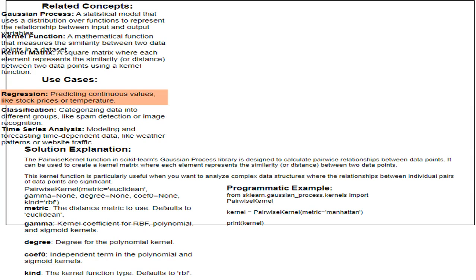Regression. Predicting continuous values, like stock prices or temperature. Gaussian processes can be used to model the relationship between input variables and continuous output variables, providing uncertainty estimates for the predictions. Forecasting future stock prices using historical data and economic indicators. Predicting the temperature at a specific location based on past weather data and current atmospheric conditions. Estimating the price of a house based on its features, location, and market trends.